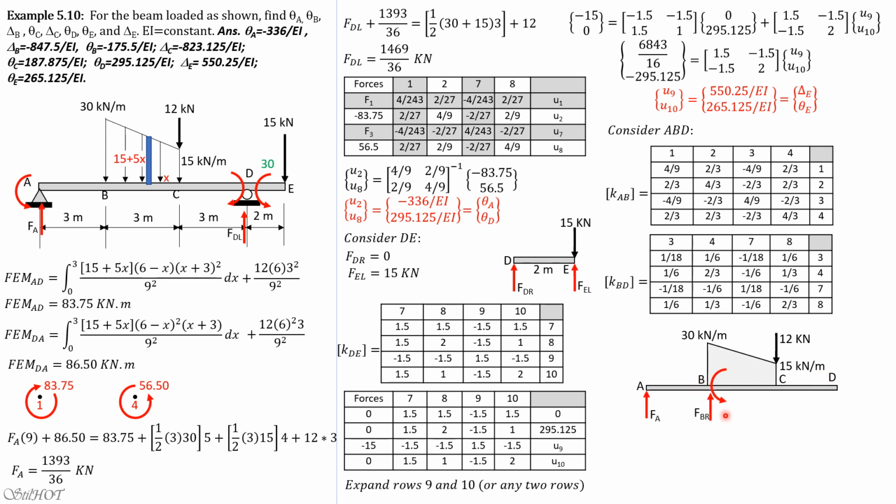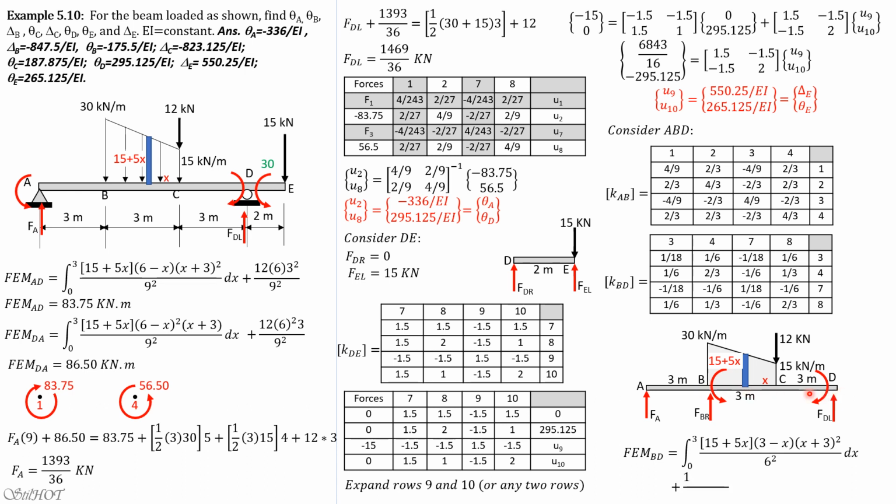So the span is changed. So we have moment BD and FDL and moment BD. So the span is changed. So FA, for the length of the strip, we call this X. So again, the height of the strip would be 15 plus, because 15 divided by 3 is 5, so 15 plus 5x again. So fixed moment BD is integral 0 to 3 of 15 plus 5x dx times distance of strip from B is 3 minus x.